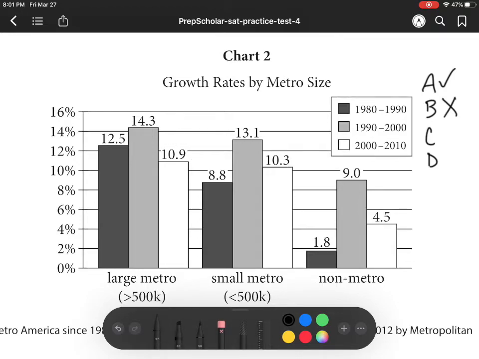C, a significant decline in the population of small metropolitan areas compared to the 1980s. So when we're looking at the 1980s, those are those dark circles here, these dark boxes. And it says a significant decline in the population of small metropolitan areas, so small, when compared to the 1980s. Well, the 1980s had a small growth rate, and the 2000s to 2010 had a larger growth rate. So it wasn't a decline in the population of small metropolitan areas compared to that.